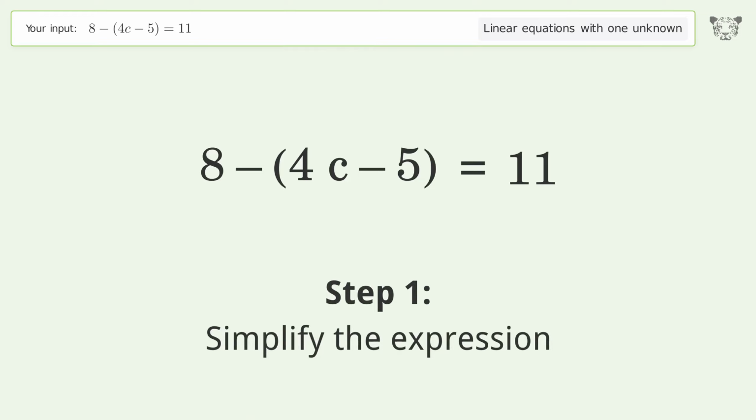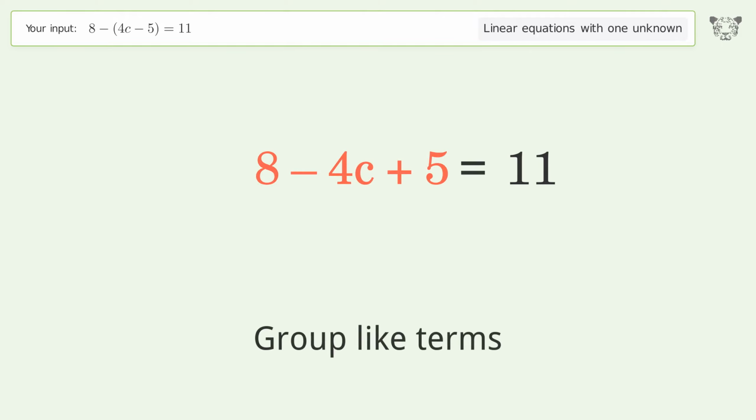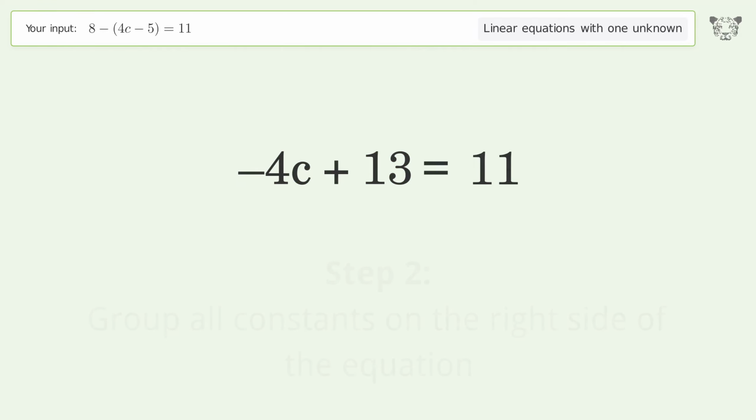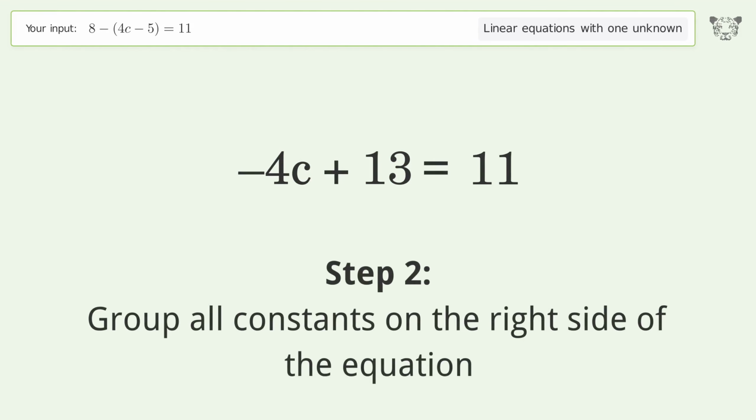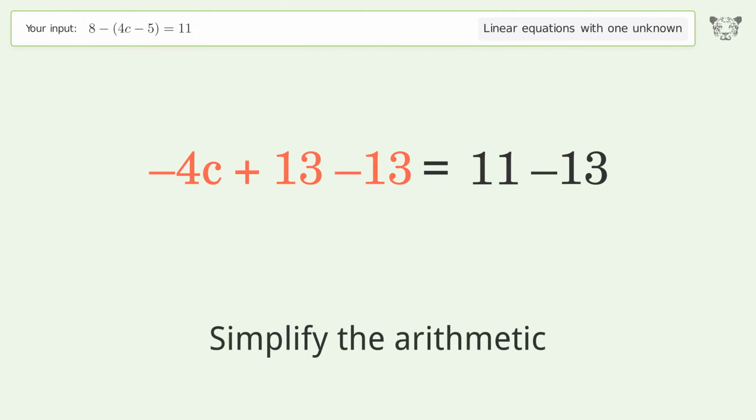Simplify the expression. Expand the parentheses. Group like terms. Simplify the arithmetic. Group all constants on the right side of the equation. Subtract 13 from both sides. Simplify the arithmetic.